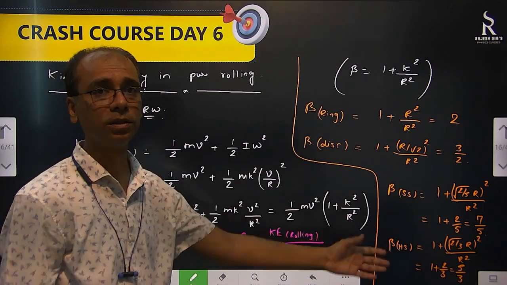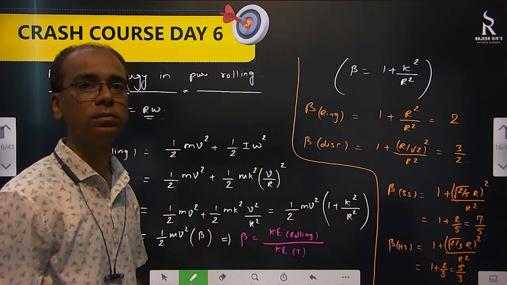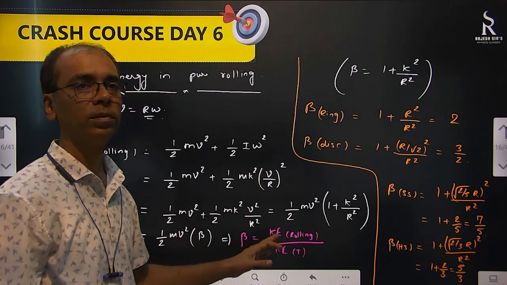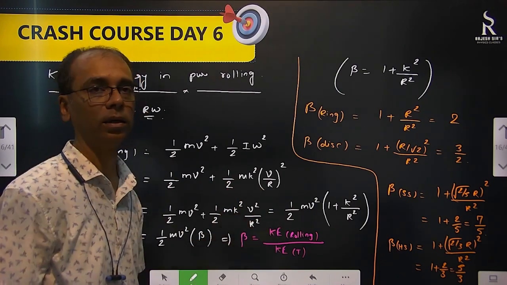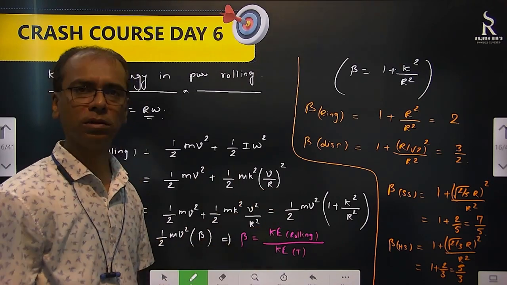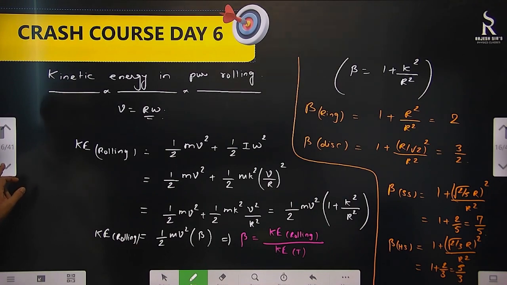I told you this is the relation: translation to total rolling, the relation of kinetic energy. The ratio they ask: kinetic energy of translation by kinetic energy of rolling, or rolling by translation, rotation by translation. Anything they can ask. Okay. Fine. Let's see now.